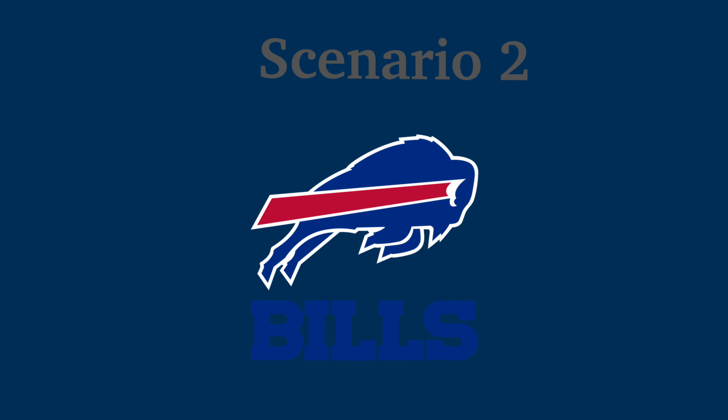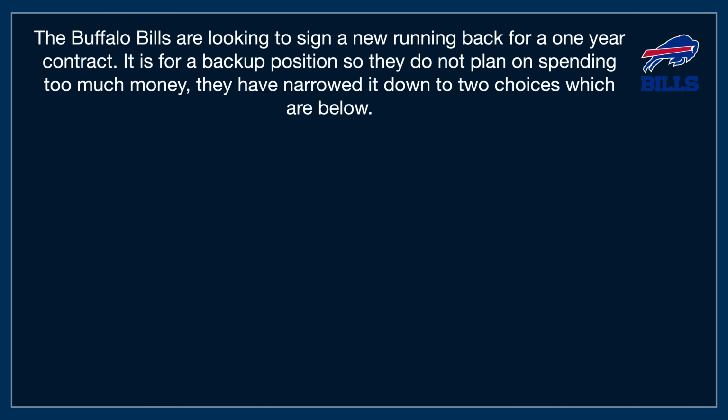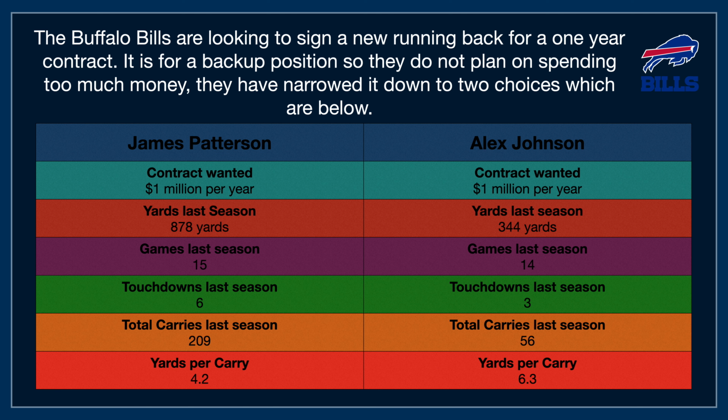This one we're looking at football. We're talking the Buffalo Bills. So let's say the Buffalo Bills are looking to sign a new running back for a 1-year contract. It's for a backup position, so they do not plan on spending a lot of money on it, and they've narrowed it down to the 2 final choices. So you're the general manager of the Bills, and you make the final call based off this information. So you got James Patterson and Alex Johnson. Both want a $1 million per year contract. So the price for each would be the same.